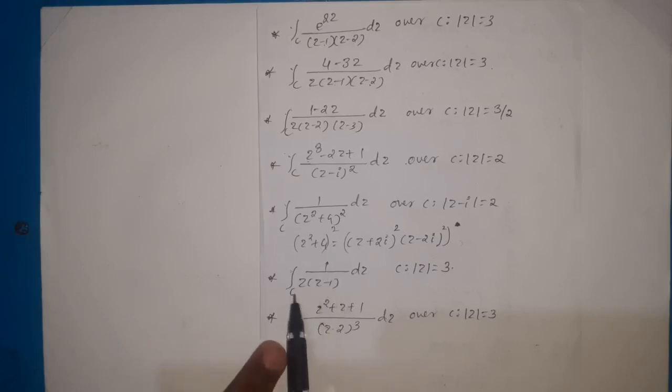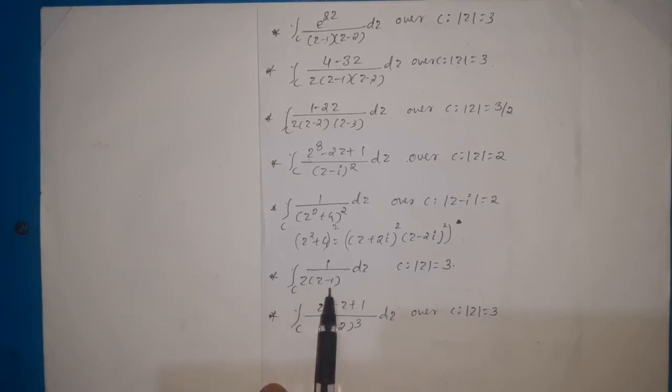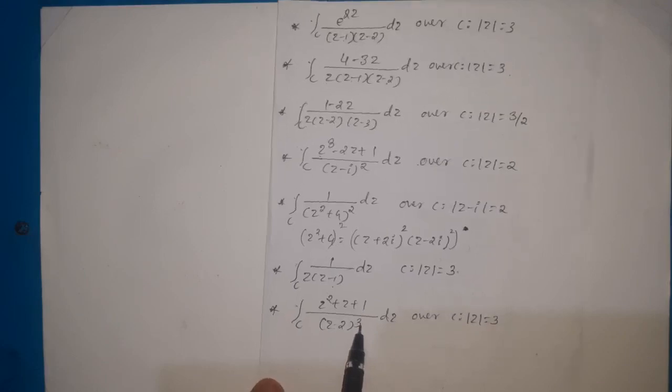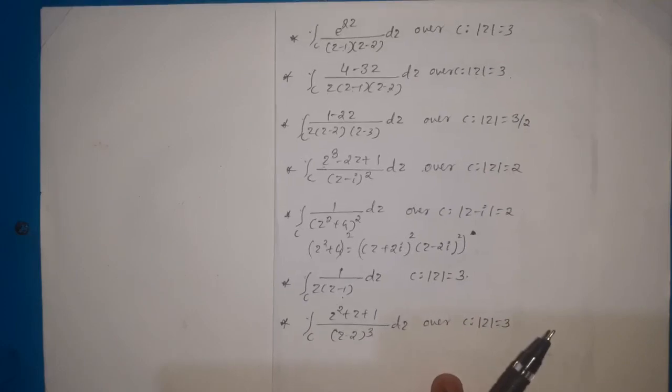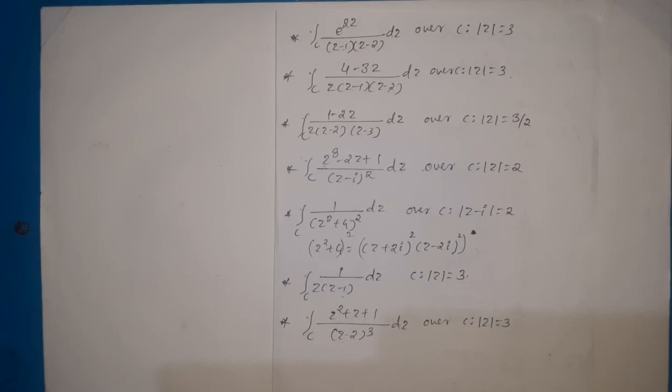And then 1 divided by z into z minus 1, use partial fractions. Here z square plus z plus 1 divided by (z minus 2) whole cube. So here you have to use Cauchy's integral formula for derivatives. So solve these problems and upload the solution in the Google Classroom.